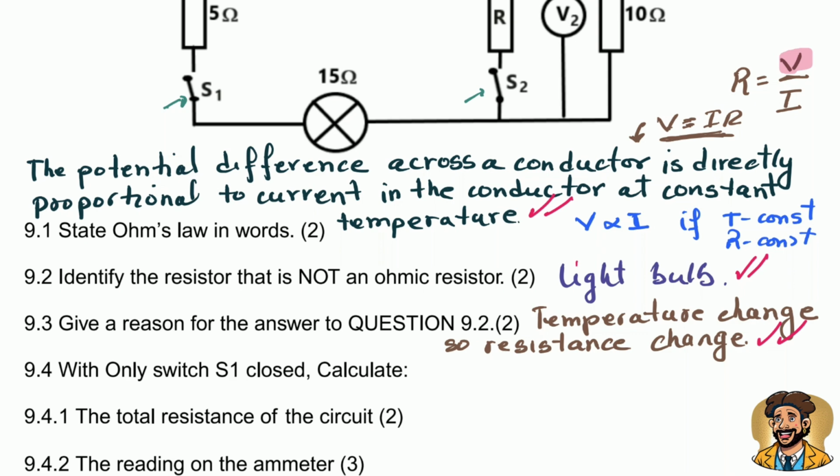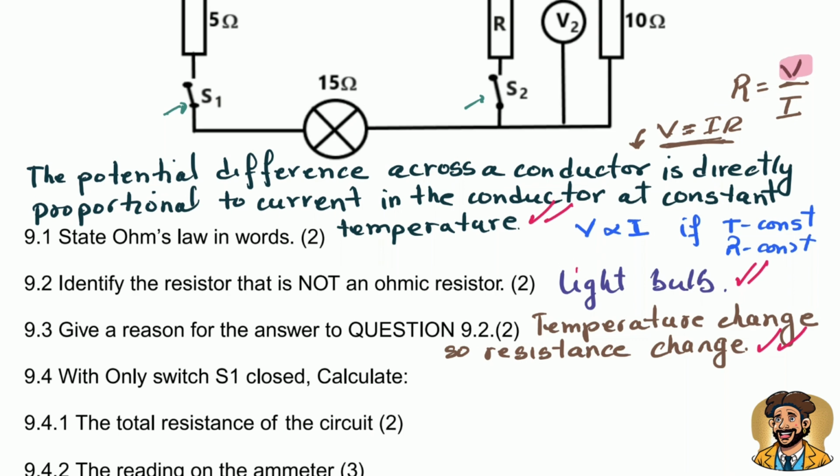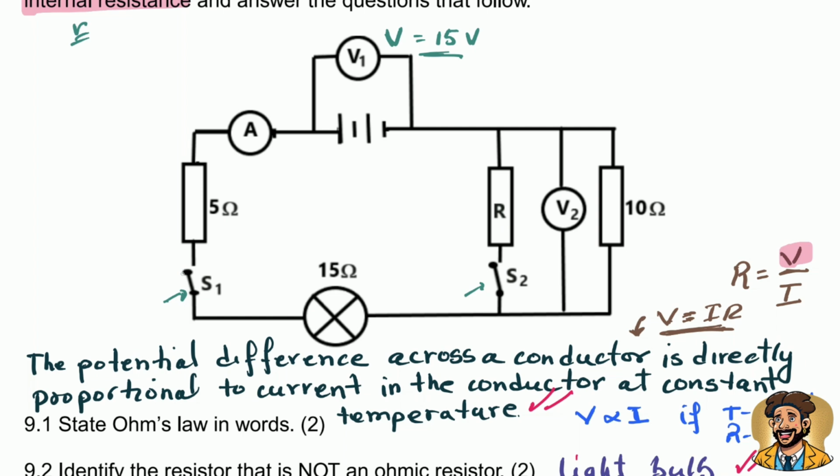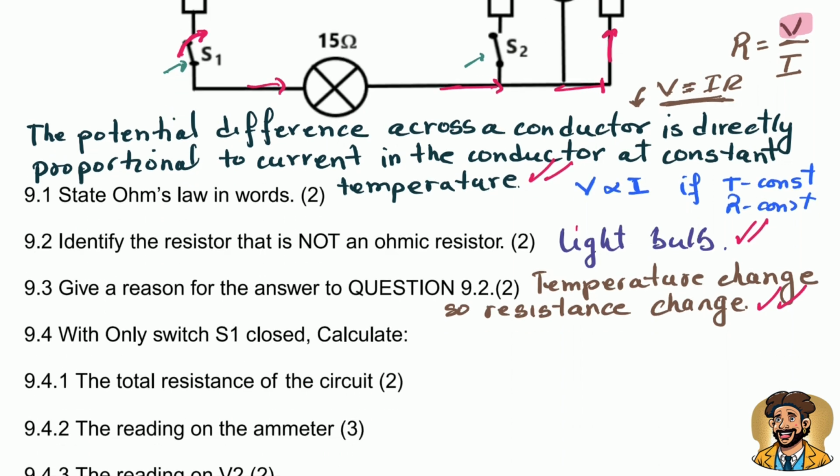Question 9.4, with only switch S1 closed, calculate. And now let's have a look at the circuit. They are going to close S1. So what is going to happen? The circuit will have only one path for the current, guys. This becomes a series circuit. This R here that we don't know won't work because the switch is open, so the current won't flow that way, all the way up until this. So everything is in series. It means that the total resistance of the circuit at that moment is going to be only the series resistance.